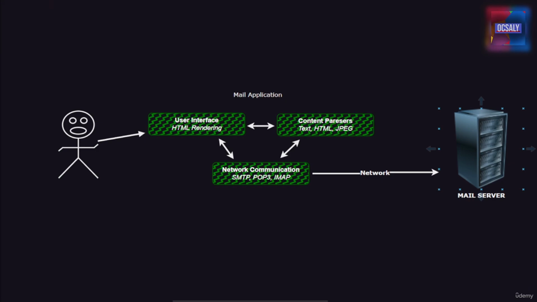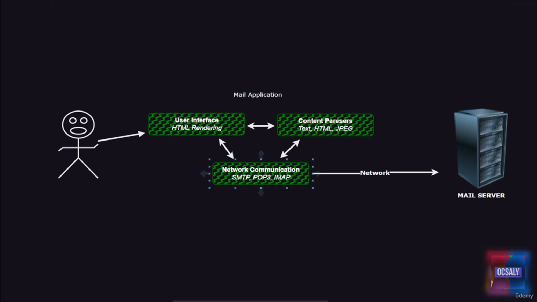And here, typically, applications contain these components, which is the network communication. This component communicates over the network and processes incoming and outgoing data. For an email application, the network communication is most likely a standard protocol such as SMTP, POP3, IMAP, or others.